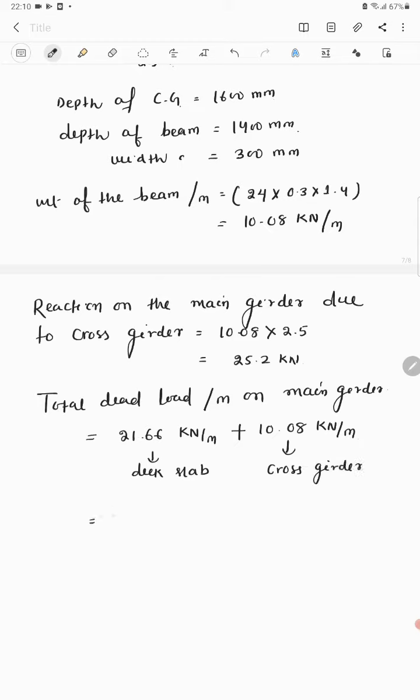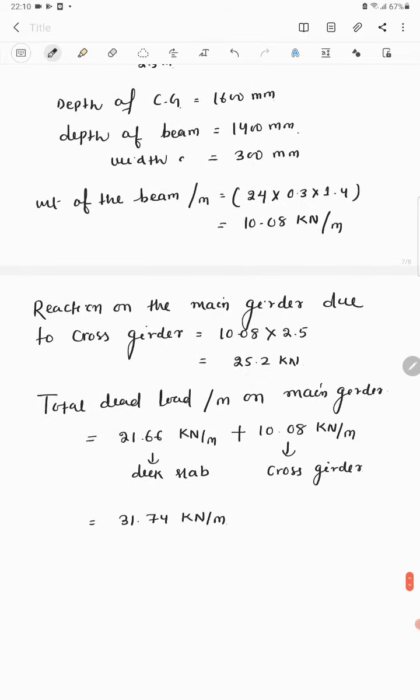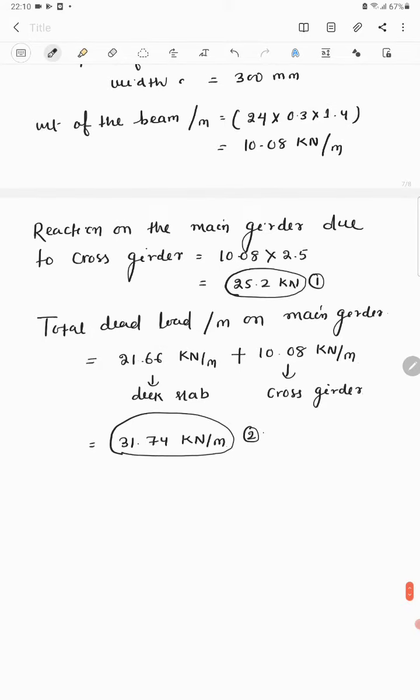Okay, the total weight will be 31.74 kilonewton per meter. So this is the reaction on the main girder. This is one force and this is the total dead load including the cross girder. This is the second type of load.